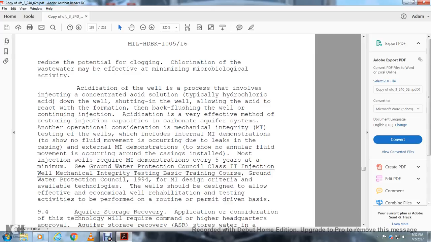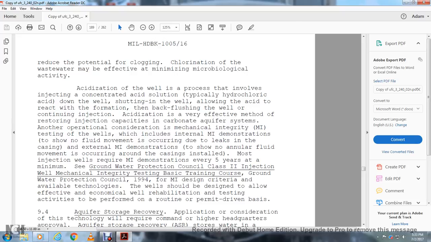Acidization of the wells is a process involving injecting a concentrated acid solution, typically hydrochloric acid, down the well, shutting in the well, allowing the acid to react with the formation, and back flushing the well with continuous injection. Acidization is a very effective method of restoring injection capacity in a carbonate aquifer system.